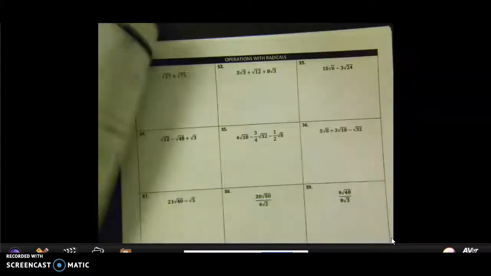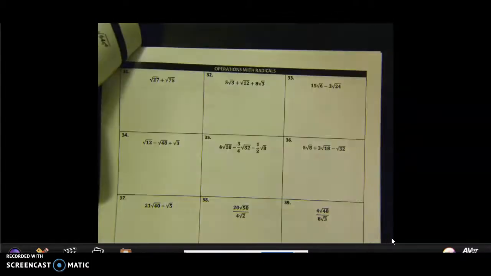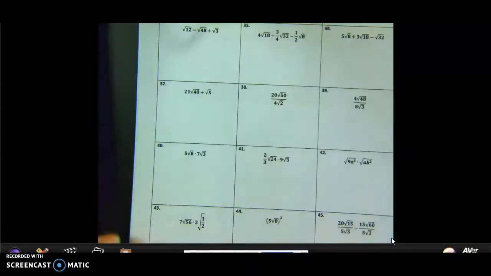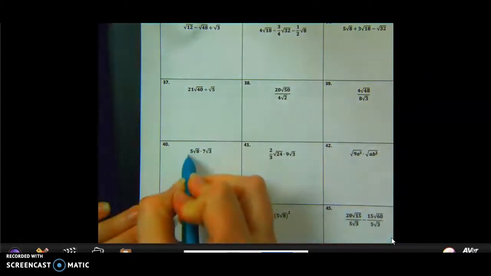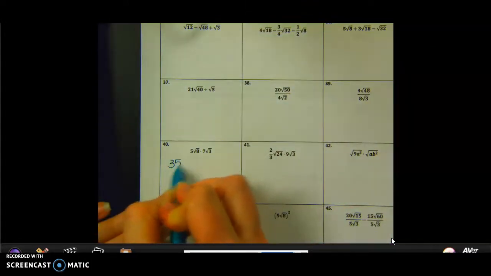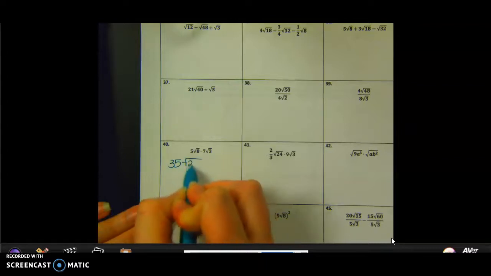So in our packet, go to page 5, and we have a couple multiplication problems here. So we're going to do these together. Number 40 is the one that we're going to be on. So outside times outside, 5 times 7 would give us 35. 8 times 3 is 24.